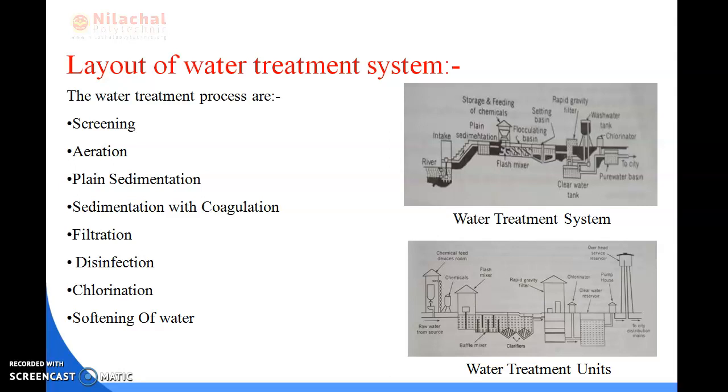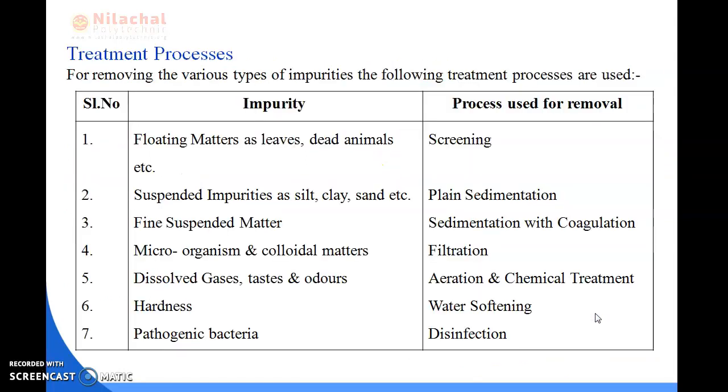First is screening, second is aeration, plain sedimentation, sedimentation with coagulation, filtration, disinfection, chlorination and softening of the water. Okay, so here you can see the diagram, the water treatment system. Here the screening, aeration, sedimentation, filtration, disinfection, chlorination and softening of the water have been placed. Okay, you can see the system here, it all has been placed here, and this is the water treatment unit.